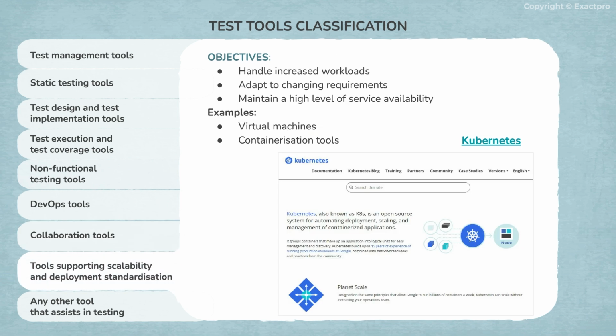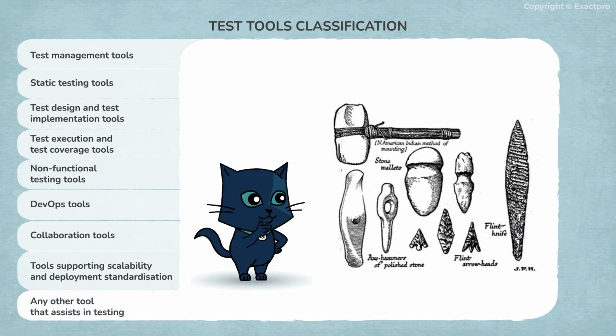8. Tools supporting scalability and deployment standardization. These tools help organizations handle increased workloads, adapt to changing requirements, and maintain a high level of service availability. Examples: virtual machines, containerization tools, for example, Kubernetes. 9. Any other tool that assists in testing.